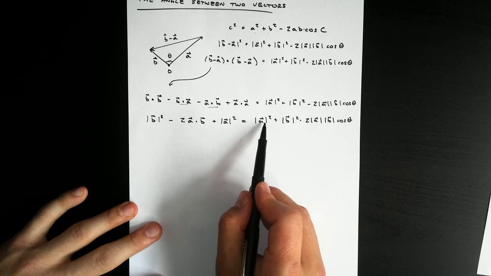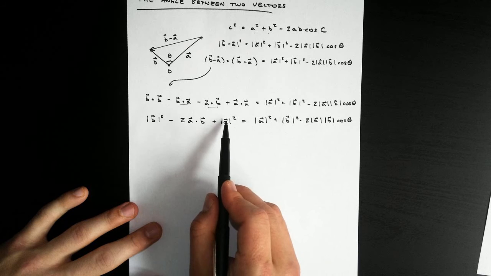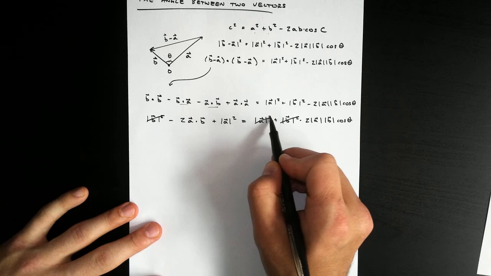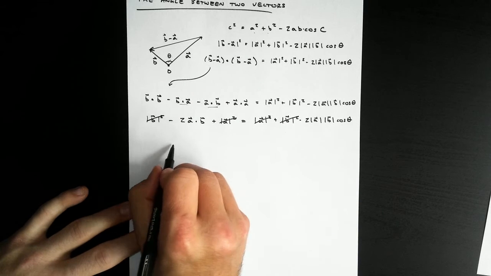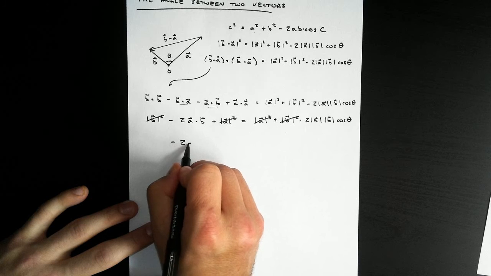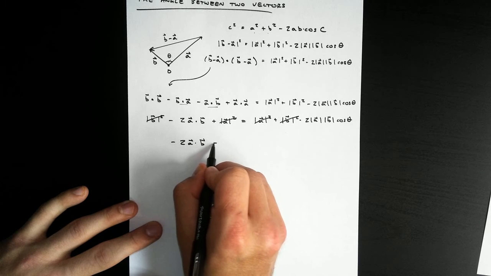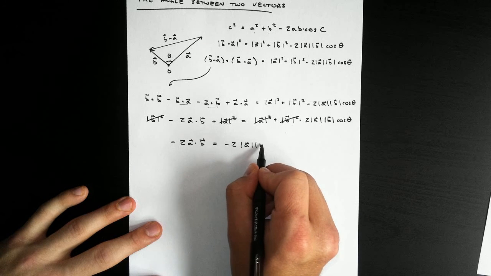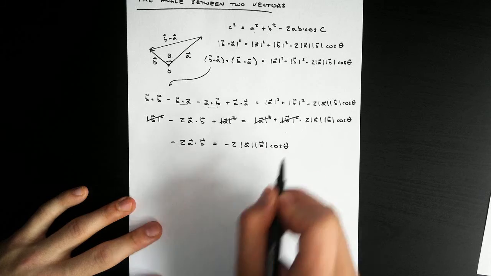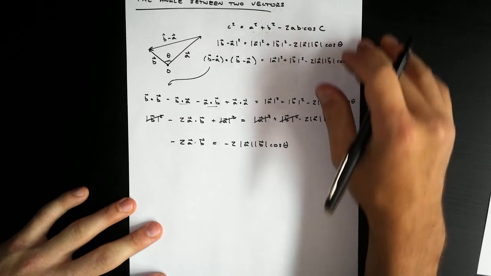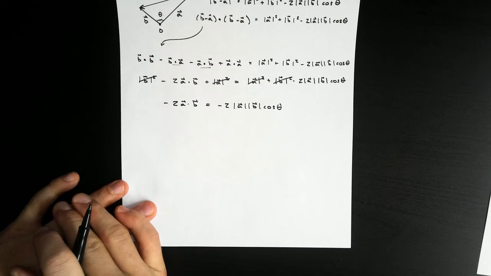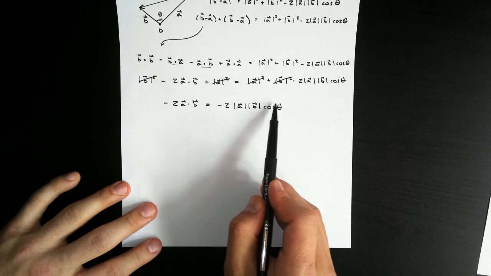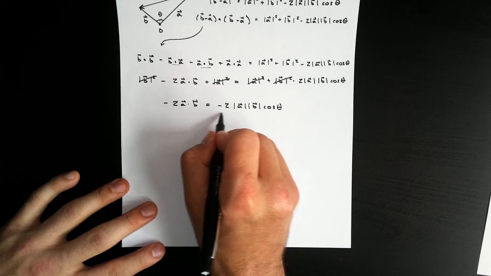All right, so we have the magnitude of a squared on both sides. We have the magnitude of b squared on both sides. This will cancel out. That'll become 0. And we are left with negative 2 dot product of a and b is equal to negative 2 magnitude of a, magnitude of b, and cosine of our angle. So now I am trying to develop a formula where it's easy to find the angle in between these two vectors. So I'm going to get cosine of theta all by itself.